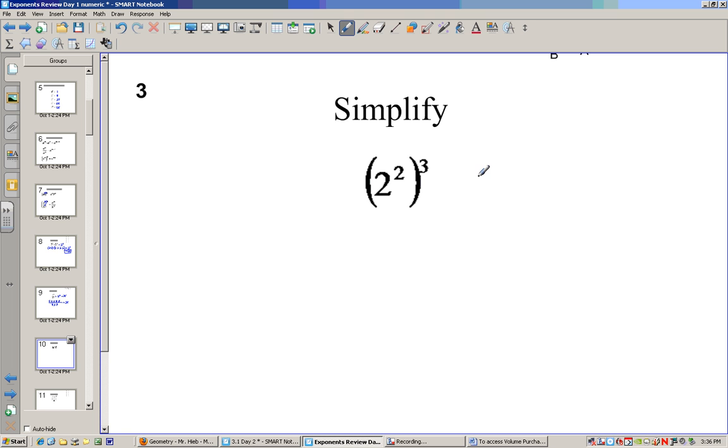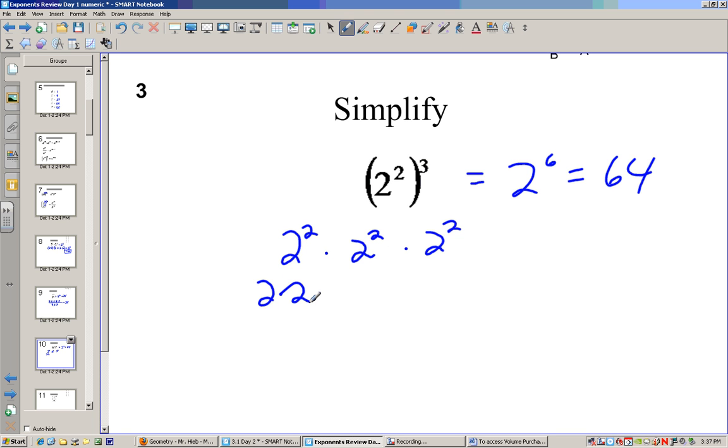2 squared to the 3rd power. Now in this situation, we multiply them. So we have 2 to the 6th again to get 64. Or what we can think of this as is 2 squared times 2 squared times 2 squared. Or we can think of that as 2 times 2 times 2 times 2 times 2 times 2, which is 2 to the 6th, which is 64.